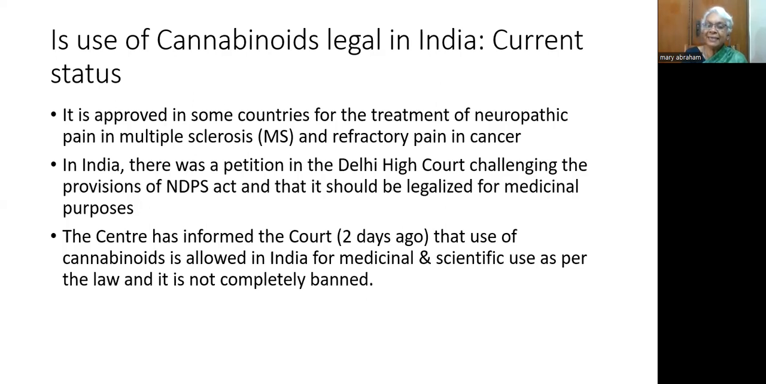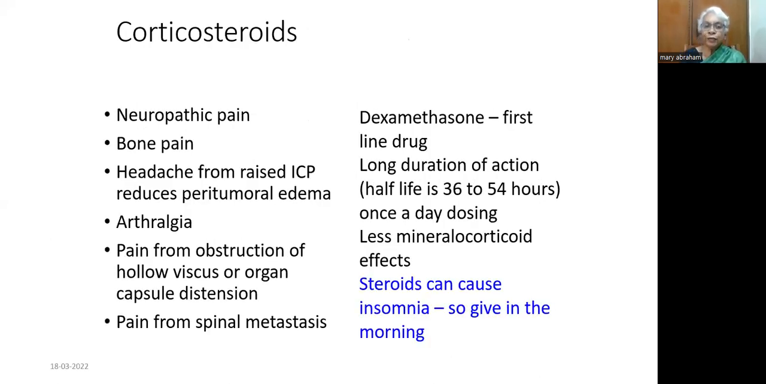There was a petition in the Delhi High Court which challenged the provisions of the NDPS Act and said that it should be legalized for medicinal purposes. And this is still in the court. The court has been told by the center that we can use cannabinoids for medicinal and scientific use, and it is not completely banned for this particular use. Next, please.